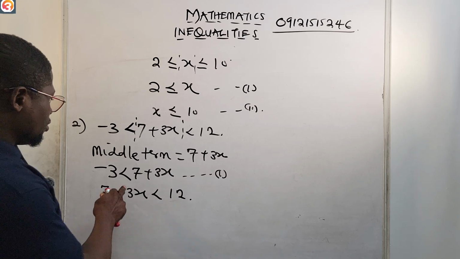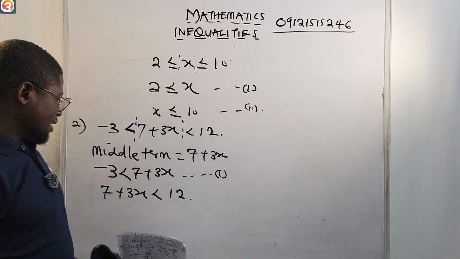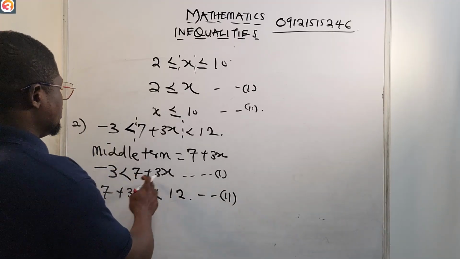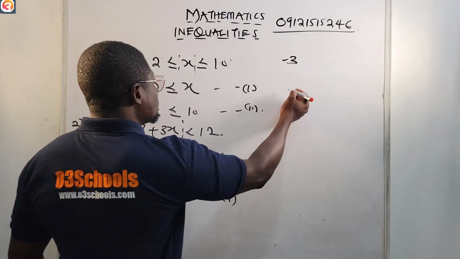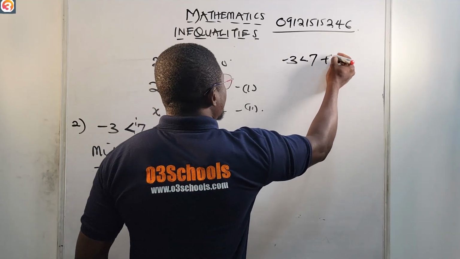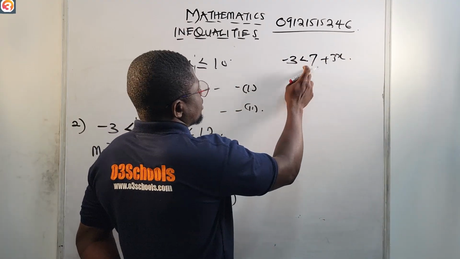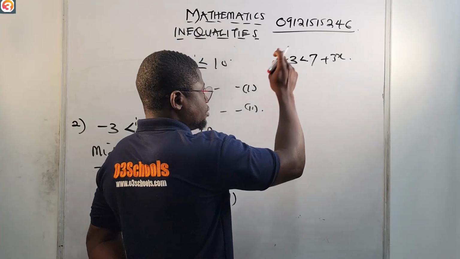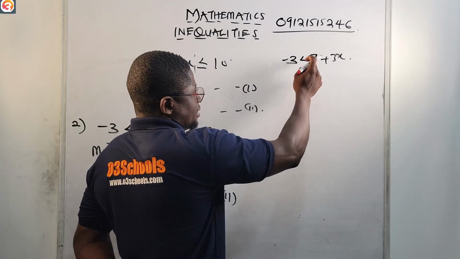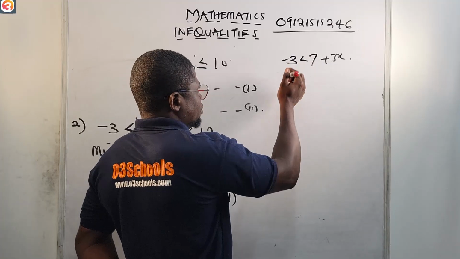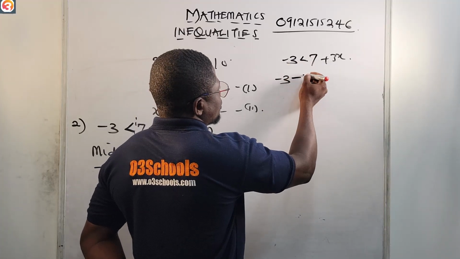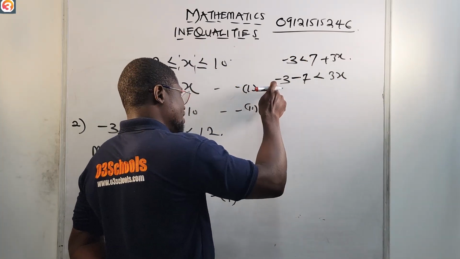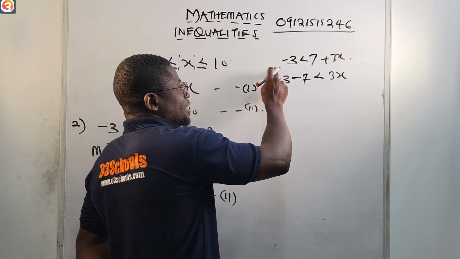Now we can solve because we need to simplify this. Now let's solve for the first one. If you want to solve this, minus 3 less than 7 plus 3x. Okay, this is minus 3 here. This is 3x here. Let's say, for example, 7 is coming to join his brother here. It becomes minus 7. So minus 3, then minus 7 is less than 3x. Because 7 was here, it crossed the inequality sign.